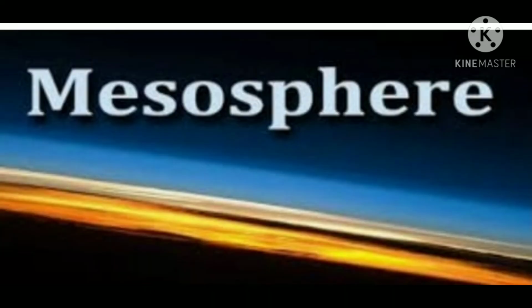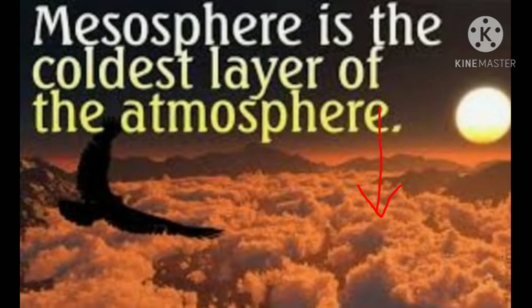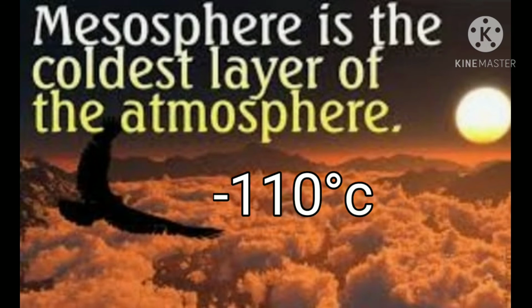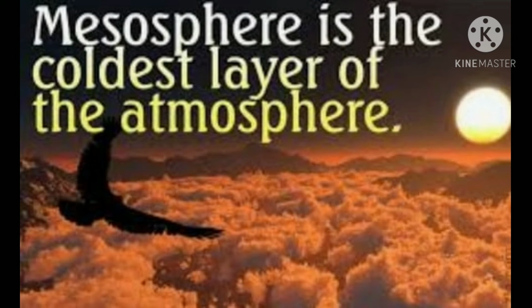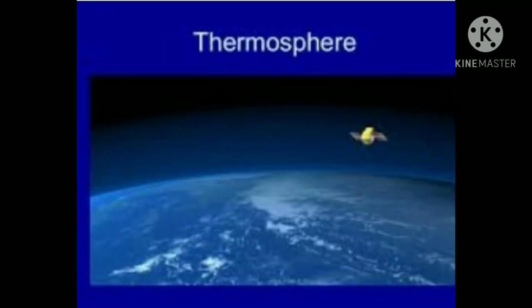The next layer is Mesosphere. The region above the stratosphere is called the Mesosphere. It extends to a height of 80 km from ground level. The temperature in this layer decreases with height and reaches a minimum of minus 110 degrees Celsius. The mesosphere is the coldest layer of the atmosphere. It is also the layer in which a lot of meteors burn up while entering the Earth's atmosphere. When meteors hit the mesosphere, there are enough gases to cause friction and create heat.